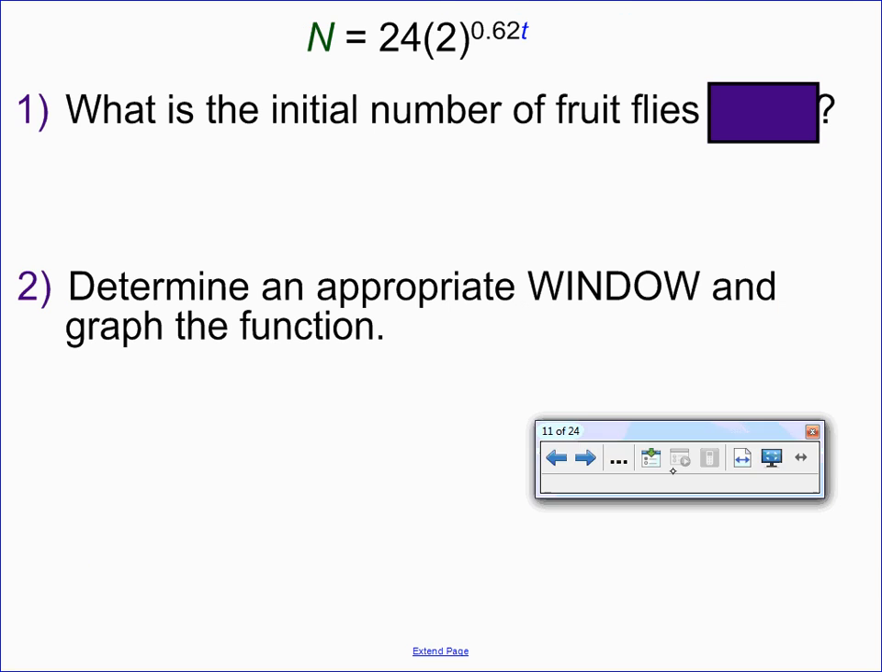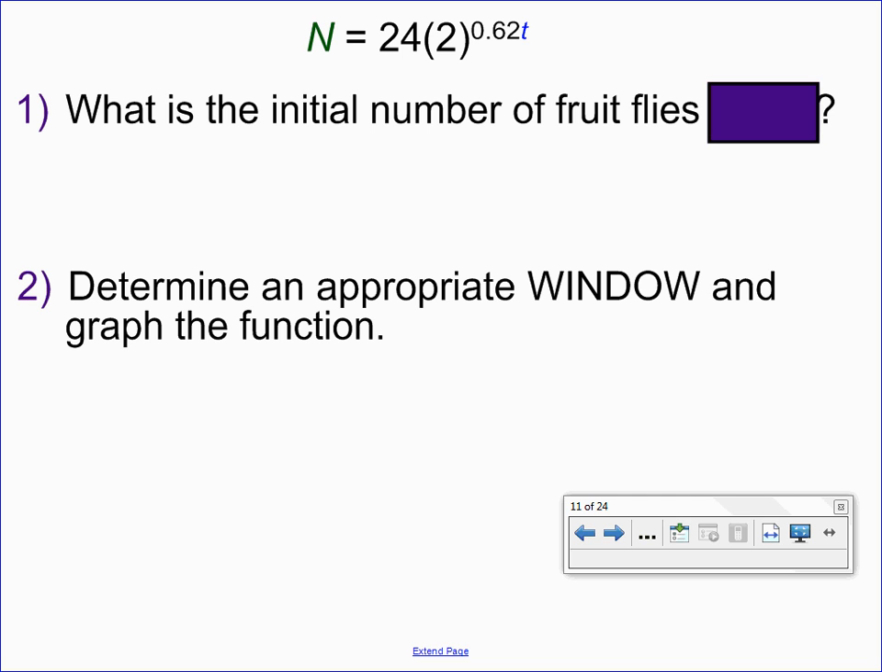So let's go ahead and, in our graphing calculator, consider the initial number of fruit flies. The initial number of fruit flies is how many fruit flies there are when the experiment starts. And so how many days have passed when the experiment starts? Well, 0 days have passed right when the experiment has started. And so this is the same as determining the number of fruit flies n at time t equals 0.